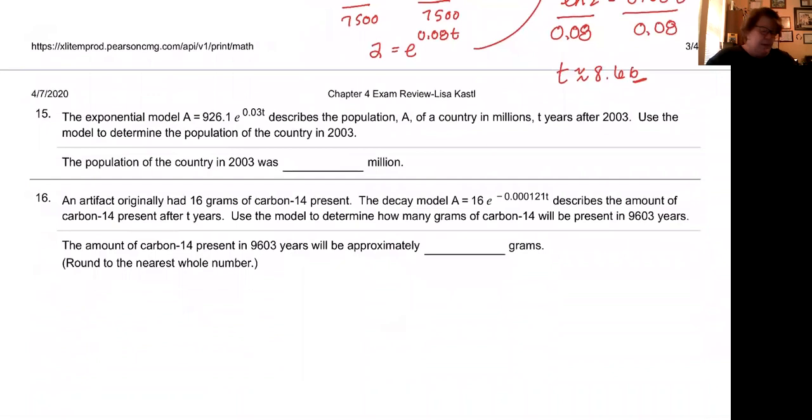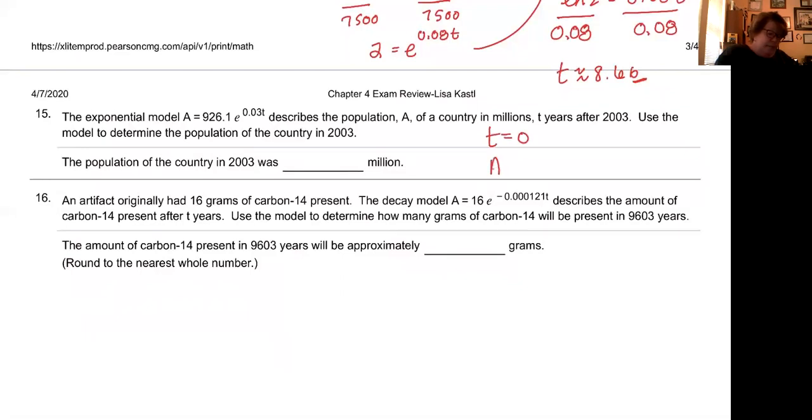All right, 2 more problems. Problem 15 is ridiculously easy. Sorry. So you should all get that one right. The exponential model A equals 926.1 e to the 0.03t describes the population A of a country in millions t years after 2003. Use the model to determine the population of the country in 2003. So that's t equals 0. If t is the number of years since 2003 and you're in 2003, t is 0.